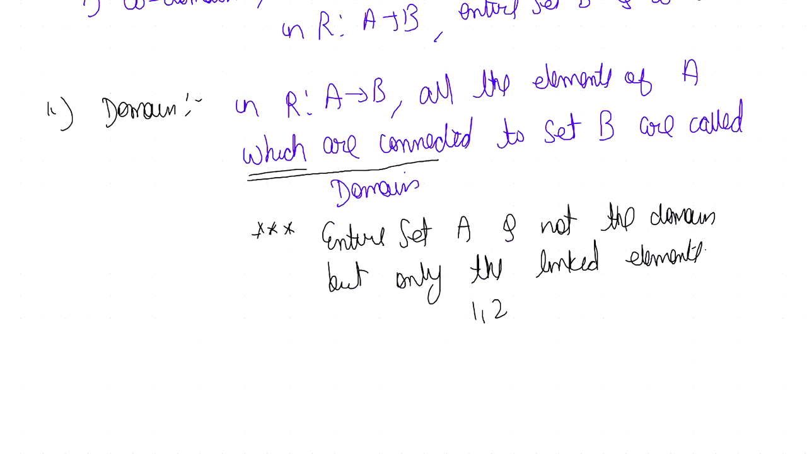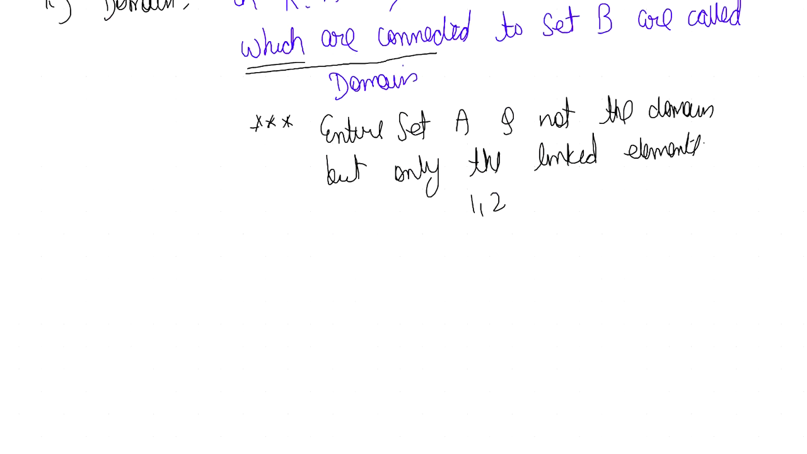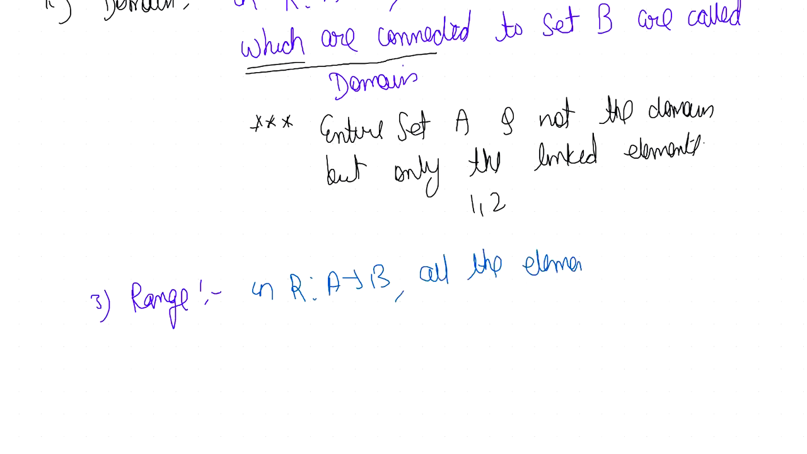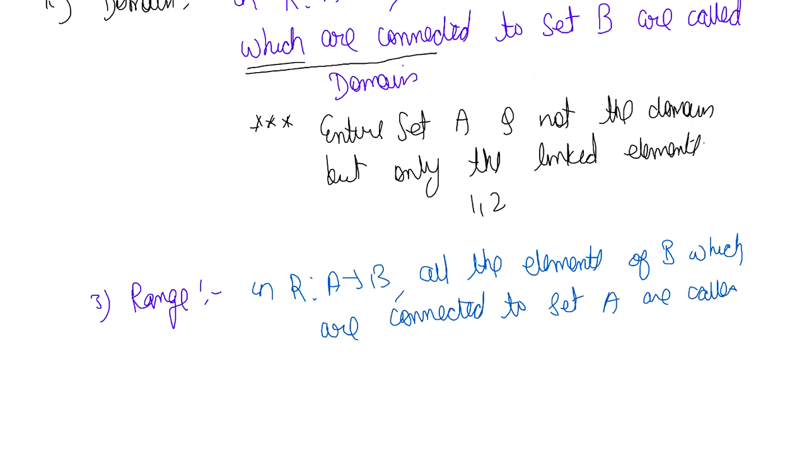ठीक है. Now, third important thing जो हमें जानना चाहिए, that is range. Again, entire set B is not the range. Okay, so in relation defined from A to B, all the elements of set B which are connected to set A are called range.